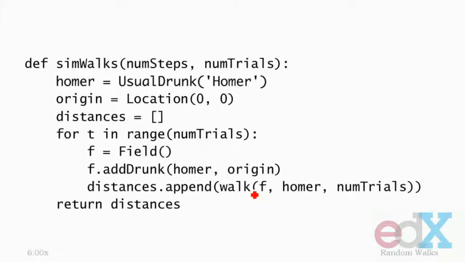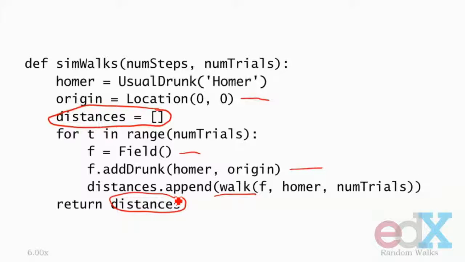The next function is simWalks. This will use walk. It takes a number of steps and a number of trials. It begins by creating a drunk, for some reason named Homer. It then places the drunk at the origin, in this case 0, 0, and initializes a variable that will be used to keep track of how far the drunk has moved in each of the trials. And then for t in range number of trials, it creates a new field, adds the drunk to the field, and then calls walk, gets a number of steps, and appends it to distances, which eventually it returns.